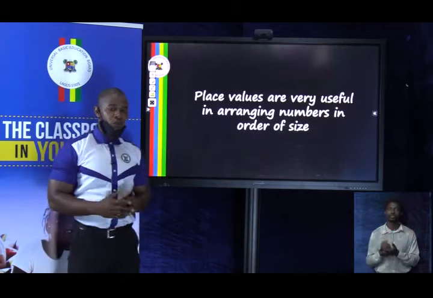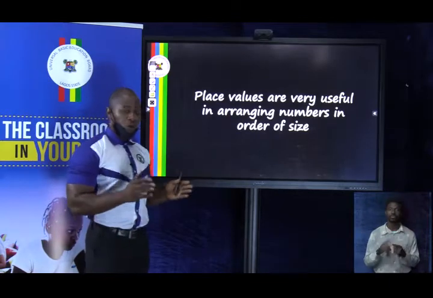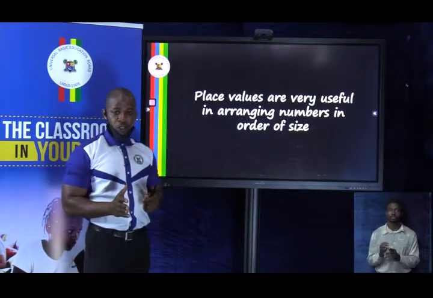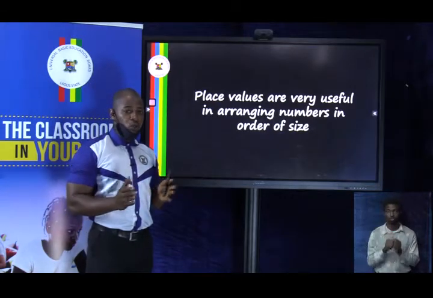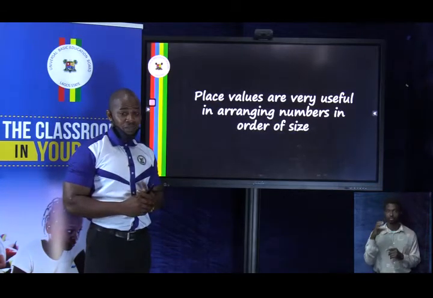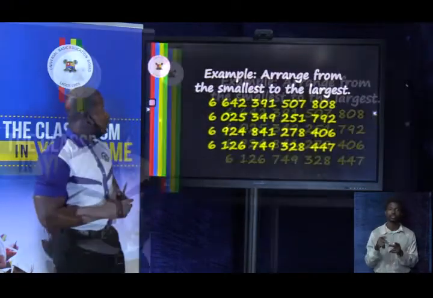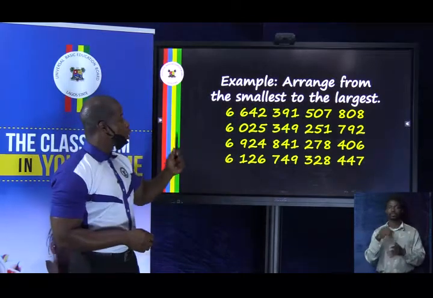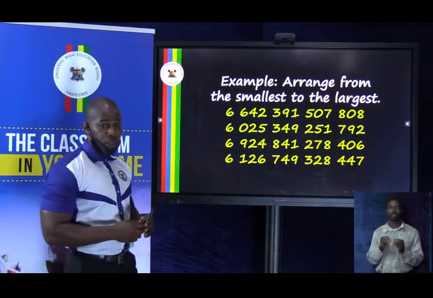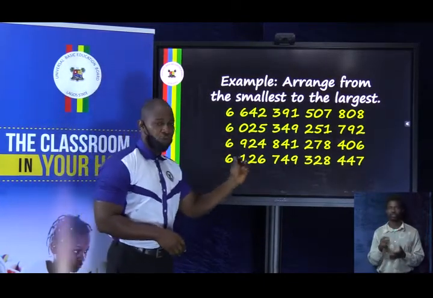The place values help us to arrange numbers. If you want to arrange from the biggest to the smallest, or from the smallest to the biggest, the easiest way to know which number is bigger than which is to check the place values, the position of the numbers, as you will see. So let's have an example of how to apply this. This example says we should arrange these numbers from the smallest to the biggest, and these are really large numbers, 6 trillion something, 6 trillion something.